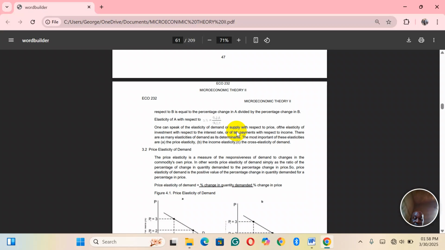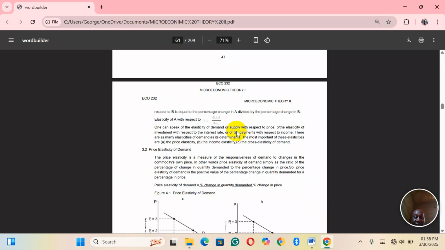So one can also speak of the elasticity of demand or supply with respect to price, the elasticity of investment with respect to the interest rate, or of tax payment with respect to income, and there are also many elasticities of demand. The most important of these elasticities are A, the price elasticity, B, the income elasticity, and C, the cross elasticity of demand.